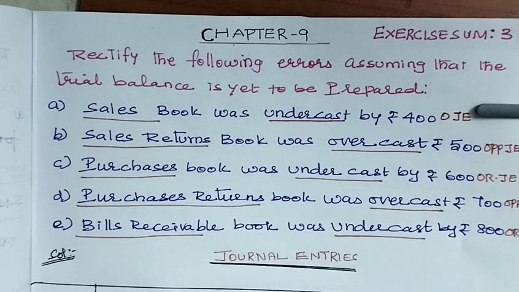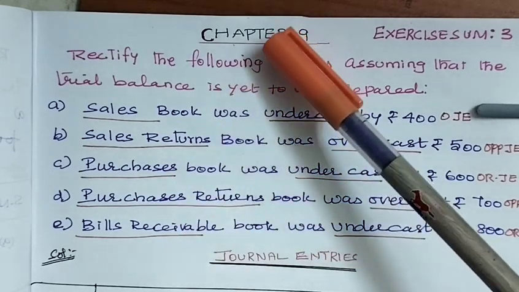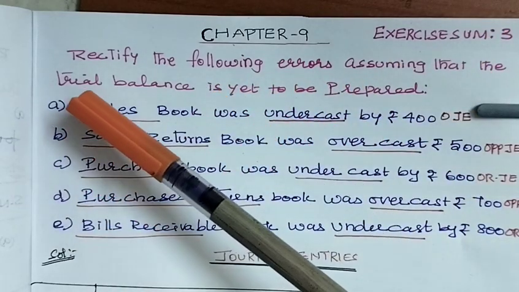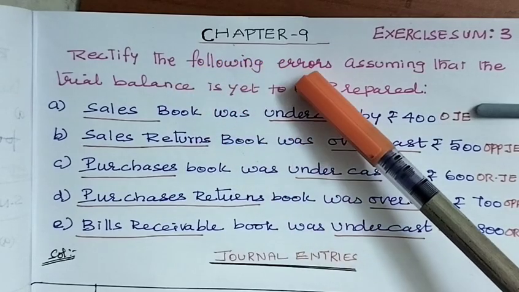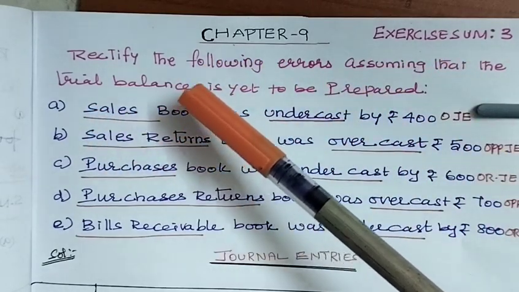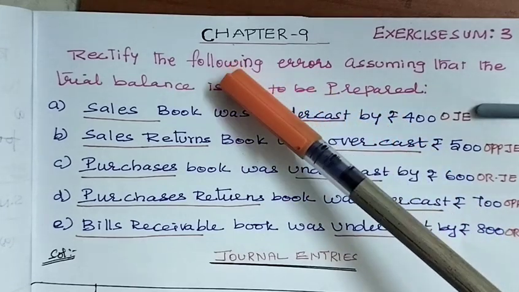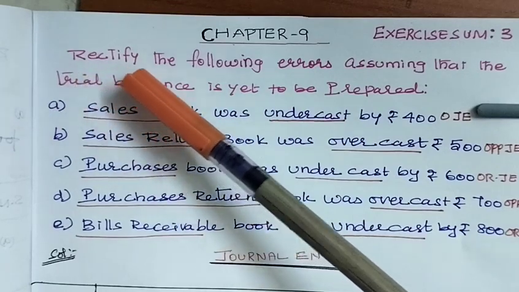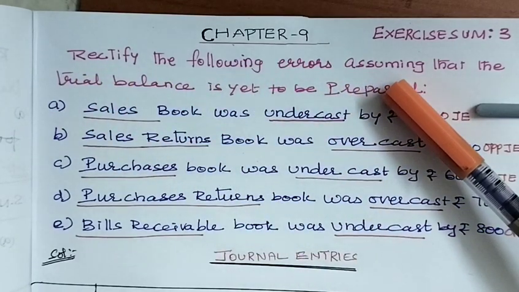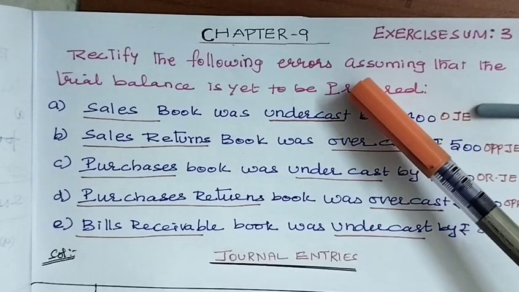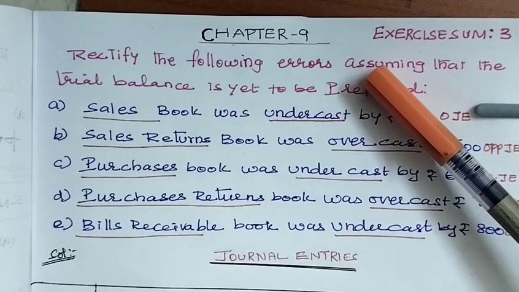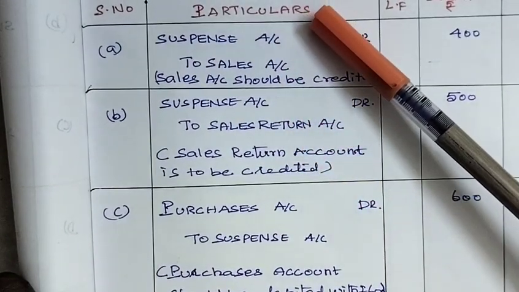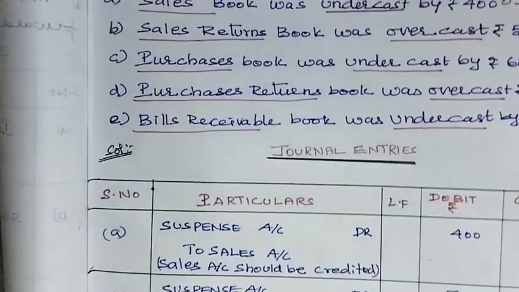In this video, we are going to learn about 11th Standard Accountancy, Chapter 9, Exercise Sum number 3, Rectification of Error. Let's see the heading. Rectify the following errors, assuming that the trial balance is yet to be prepared. What do you understand from this heading? Whenever you see the word assuming or suspense account in the heading, you have to prepare the journal entry. You have to give the solution with the journal entry. Okay, let's see the transaction.